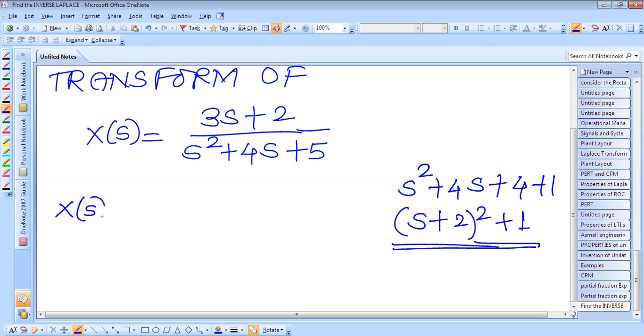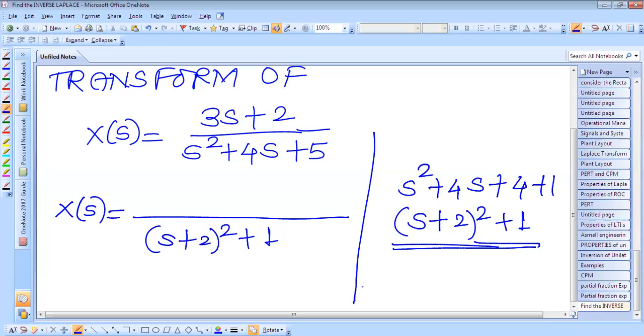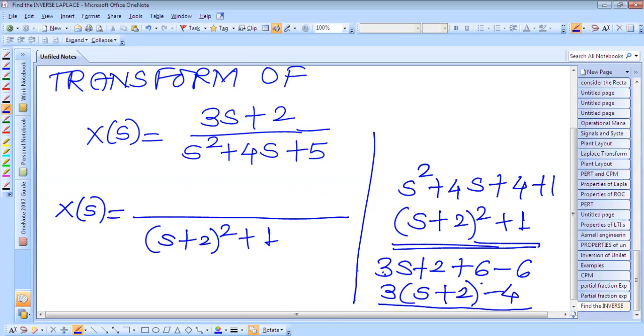Okay, so instead of this we can write such type of factors, and therefore X of s is equal to 3s plus 2 over s plus 2 whole square plus 1. In the numerator we have 3s plus 2, so we can add 6 and also subtract 6, so the expression remains the same. We take 3 outside, so what remains is s plus 2, and what remains there is minus 4.